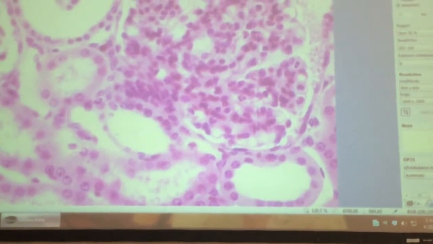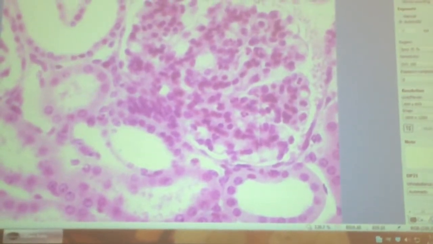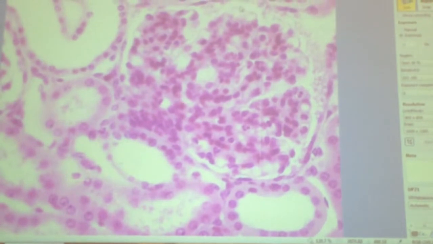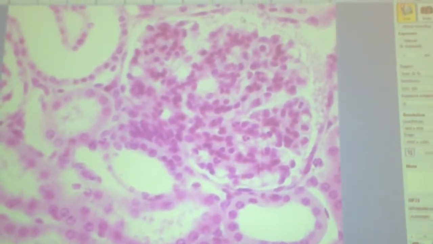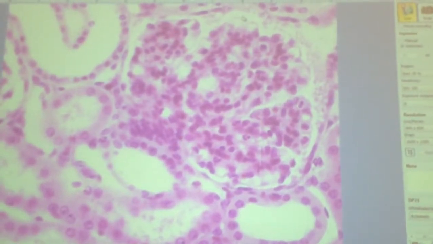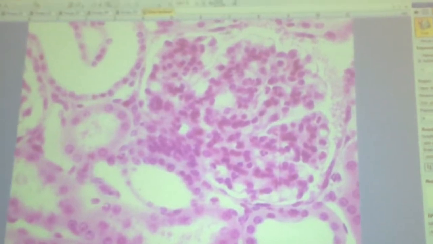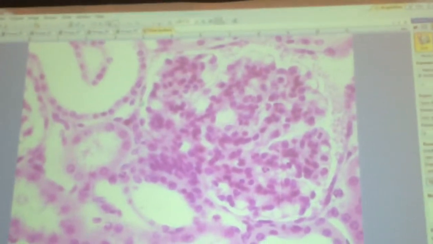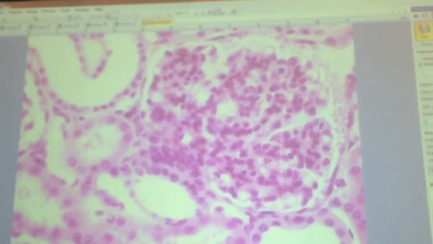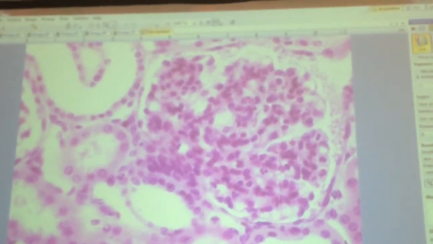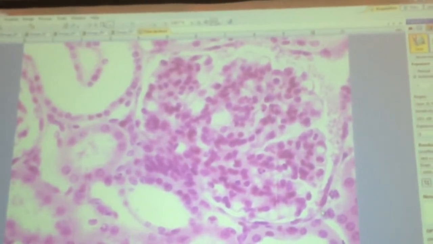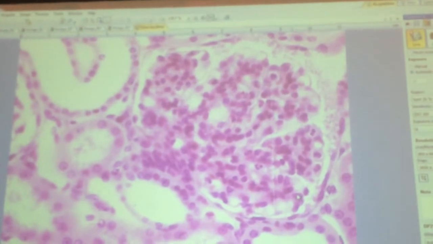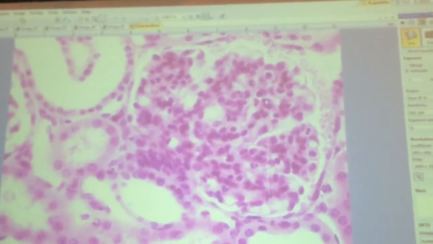The other thing I want to point out is this is what? Capsular space. What would you find there? What would be inside? Filtrate. You see these cells here? That's the parietal layer of the Bowman's capsule. Those cells right there are simple squamous epithelium, really, really flat one layer cells. And this is the glomerulus.